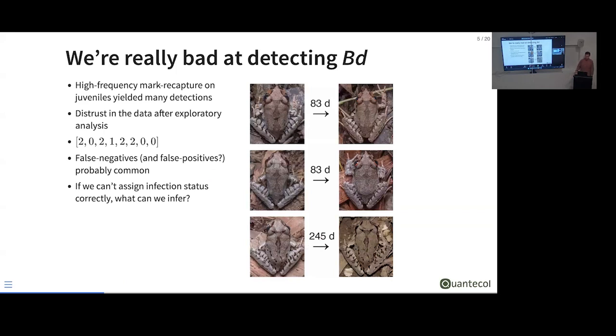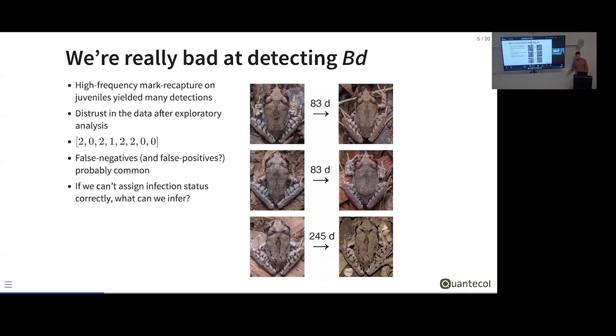So another study I was doing the exact same thing with mark recapture, but on juveniles. Instead of giving them PIT tags, I was photographing them in situ, and I was able to use the markings on their back to identify individuals, which worked really well. This was a high frequency study, and I was going every week, and it turns out I had really high detection probabilities.